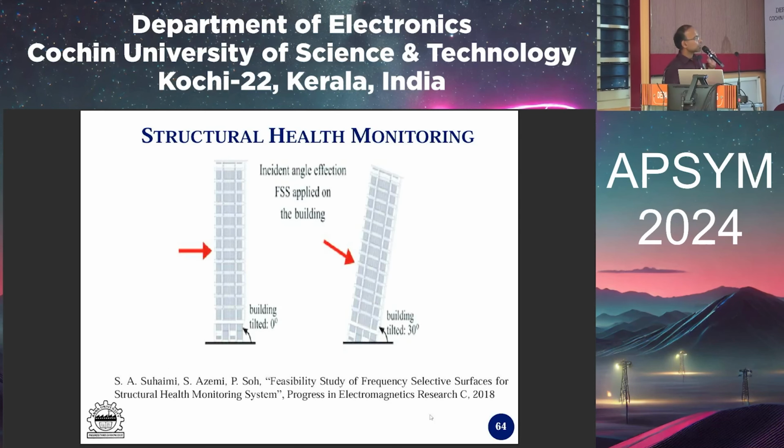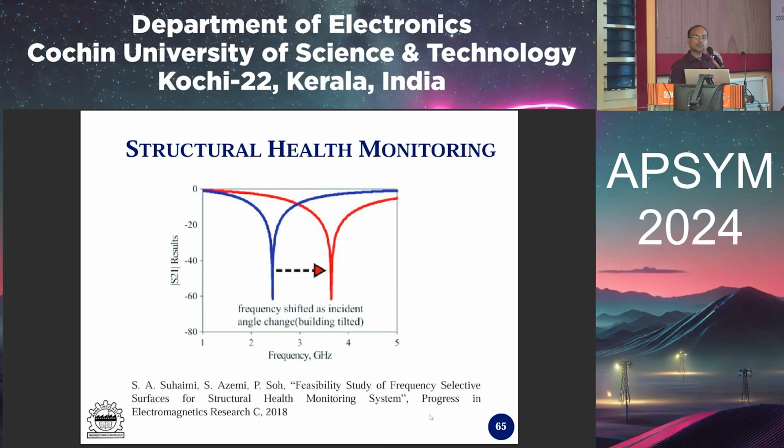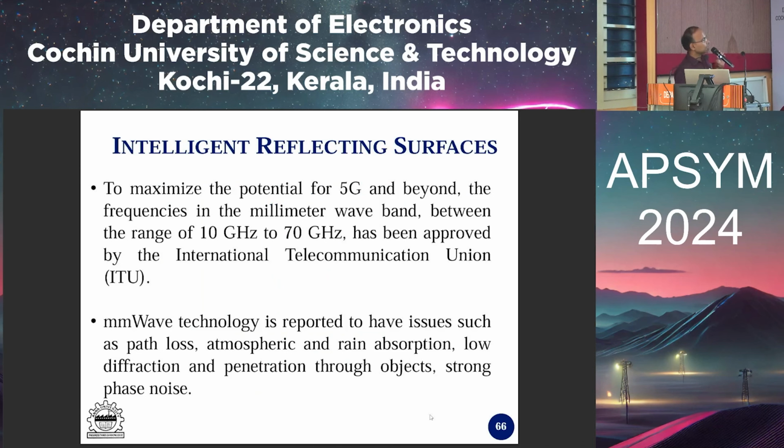So for example, if you have a structure like this, if there is 2 degree, 3 degree bending, and you have this FSS, then there will be a change in the signal received, or some change in the angular response for that FSS. With that we can check the angle to which the FSS has changed. Okay, so this is structural health monitoring, and I have one more example for that.